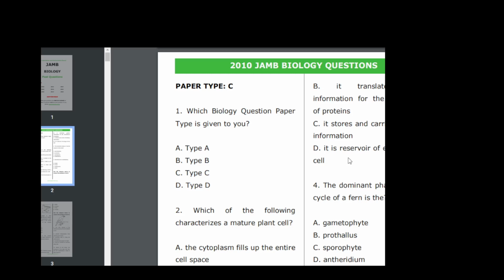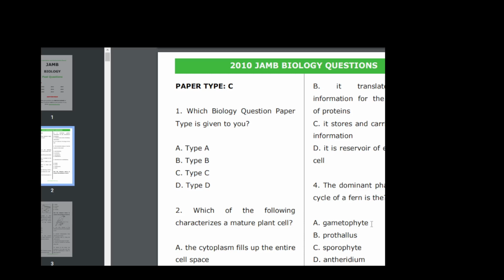mitochondria. Are we together? So the next question is talking about the dominant phase in the life cycle of a fern. How do we answer this? The dominant phase in the life cycle of a fern is not a gametophyte.